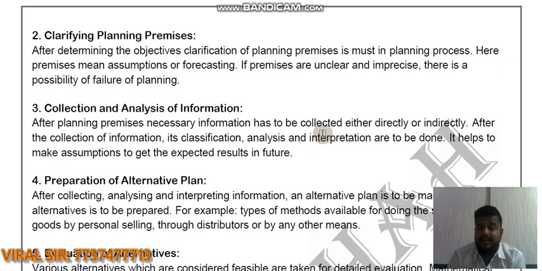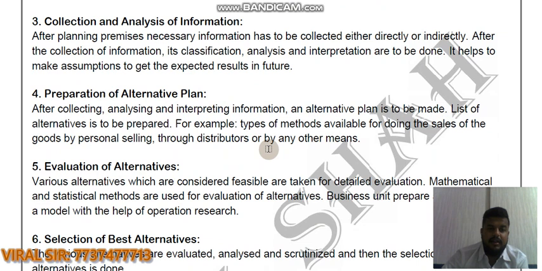So if premises are unclear or imprecise, there is a possibility of failure of planning. If we don't know what to assume, how to assume, what to forecast for the future, then it is very unclear, and there are major chances of planning failing. So our planning premises should be precise. We should know what to assume, what our range of assuming is, and what our range of forecasting is. That is planning premises. Then the third one is collection and analysis of information.